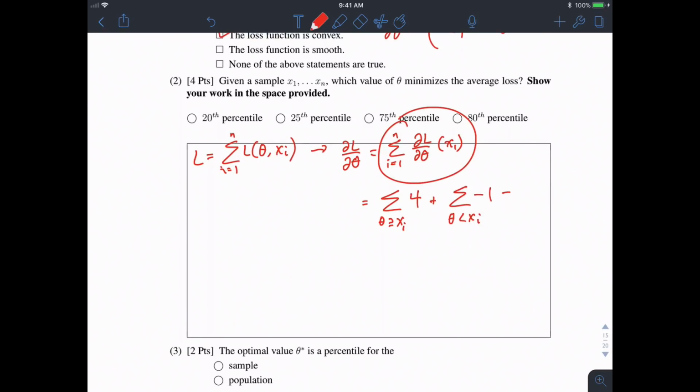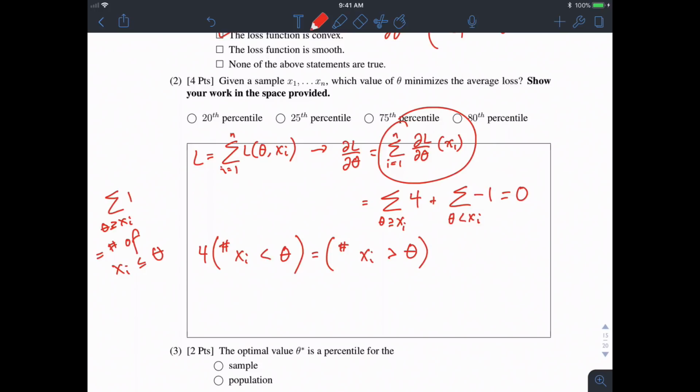Since we're trying to optimize this, we can set this equal to 0. And with a little rearranging, we can write this as 4 times the number of xi's that are less than theta is equal to the number of xi's that are greater than theta, right? Because this count, the sum of 1, where, for example, theta is greater than or equal to xi, is the same as the number of xi's that are less than or equal to theta. Because if we're just counting 1 every time some certain property is true, it's just the number of elements for which that property is true.